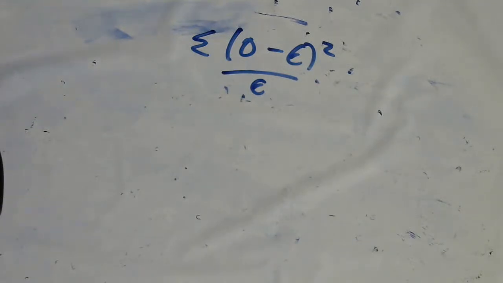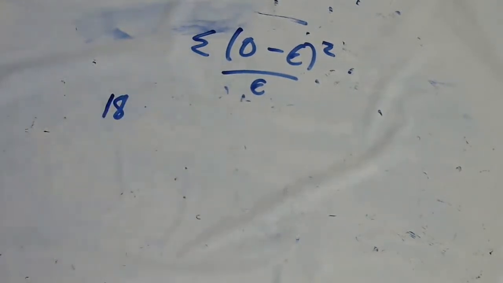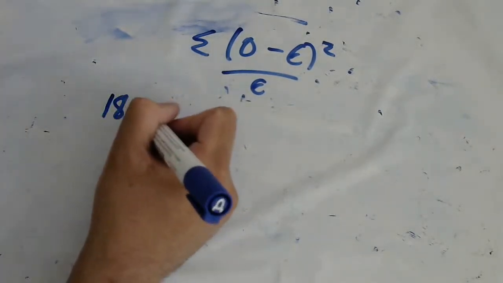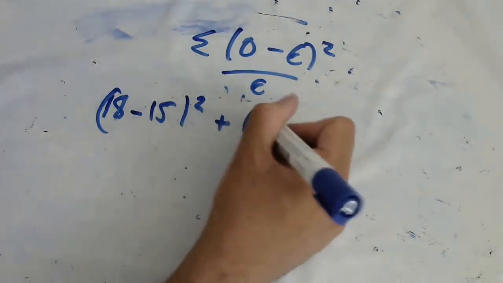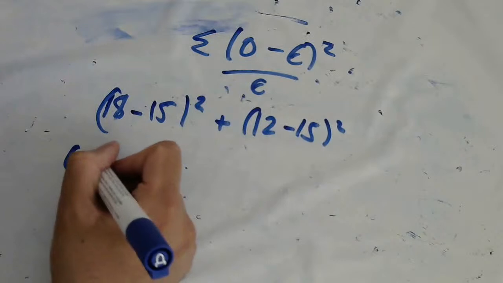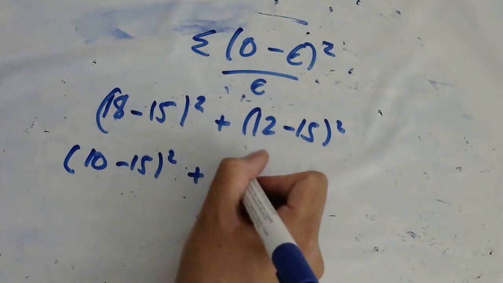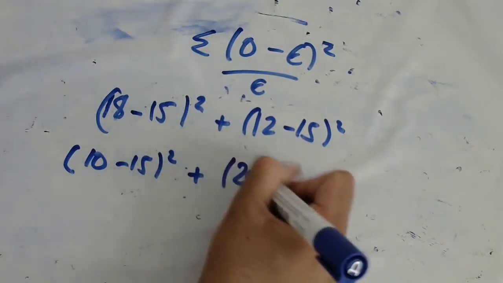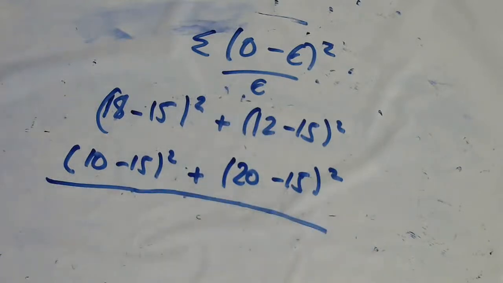Right, let's do this formula. Okay, so for the male car, the observed was 18 and the expected is 15 squared. The next one, 12 minus 15 squared. The one after that, the reason why there's a plus sign in there is because we're adding them, because it's a sigma. And the last one there would be 20 minus 15 squared. Okay, so what we've got there, and then we're going to divide all of those by the expected value here. That's the E.